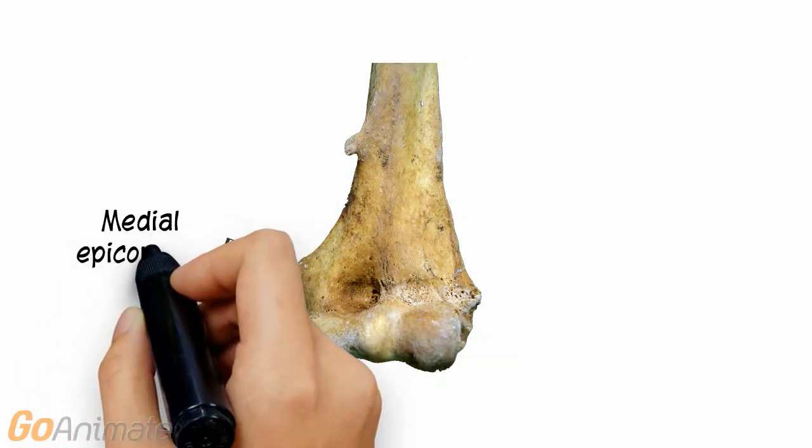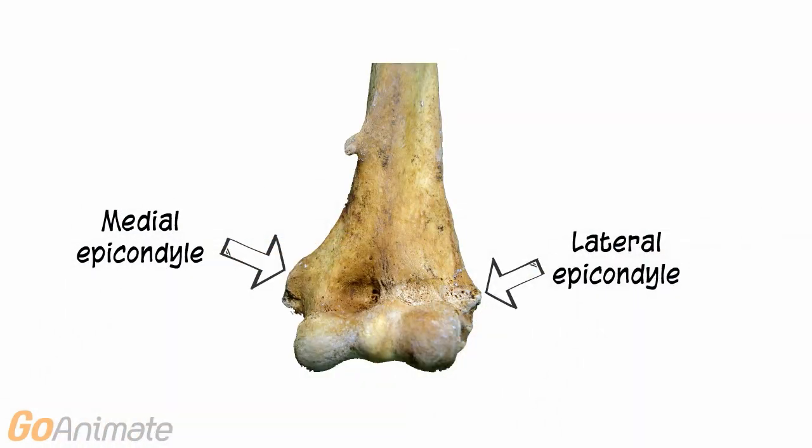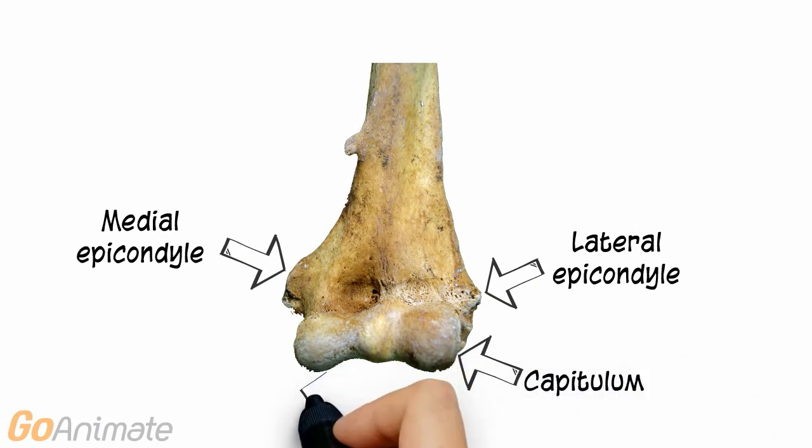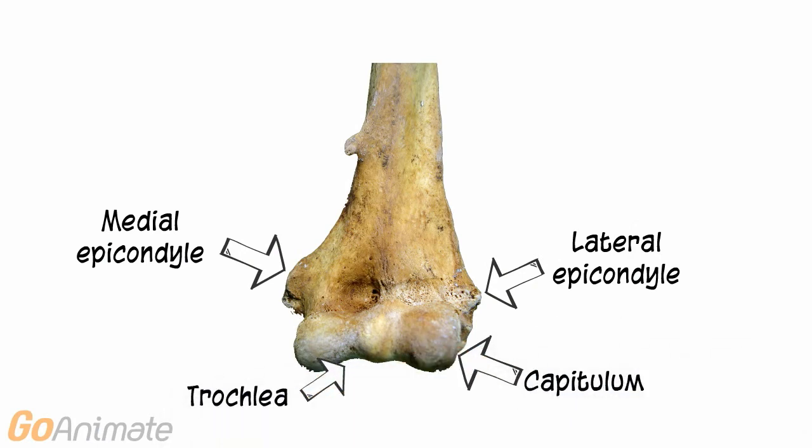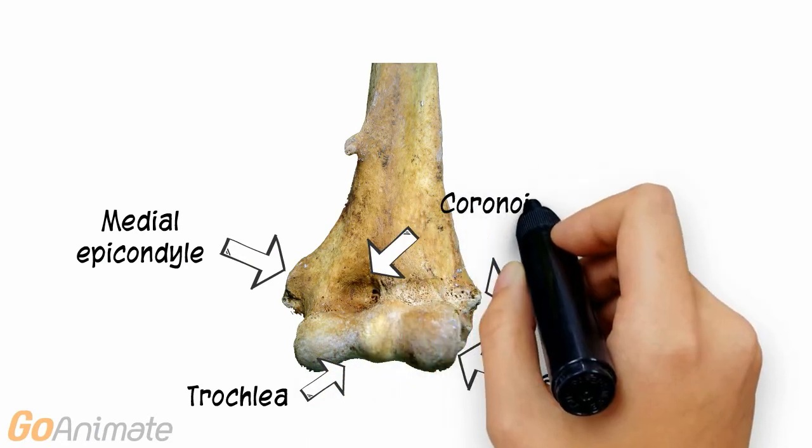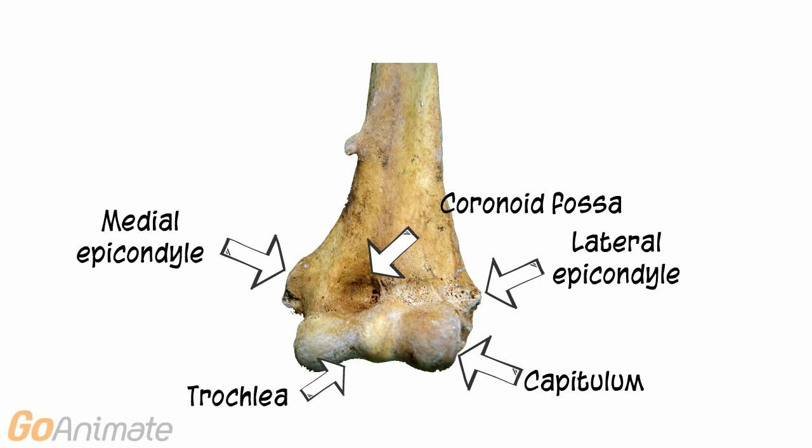We can see the lateral and medial epicondyles, as well as the trochlea, which connects with the ulna, and the capitulum, which connects with the radius. There is also the coronoid fossa.